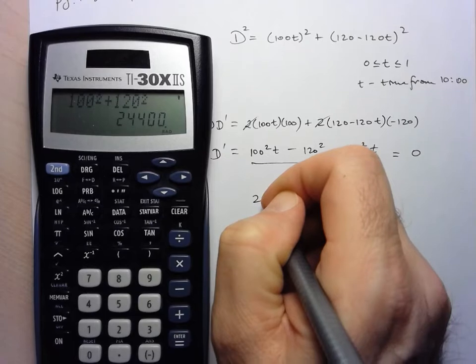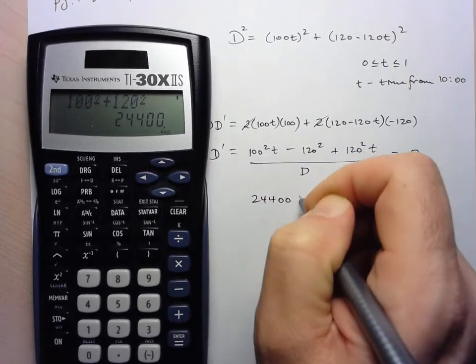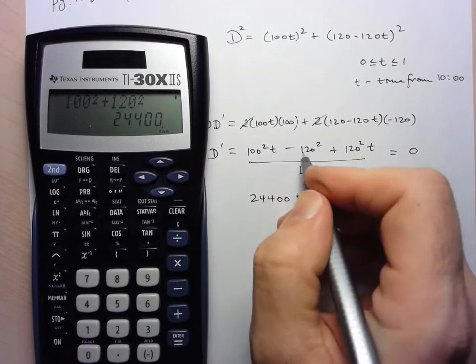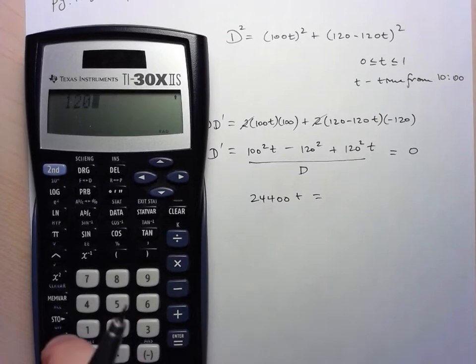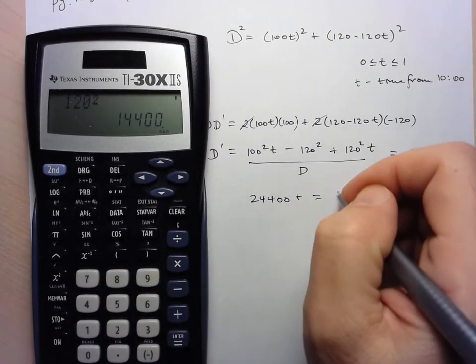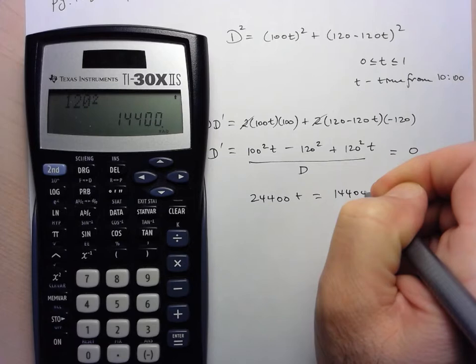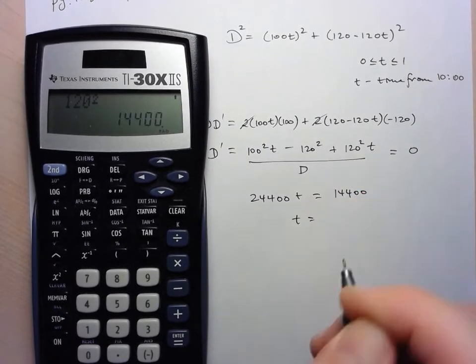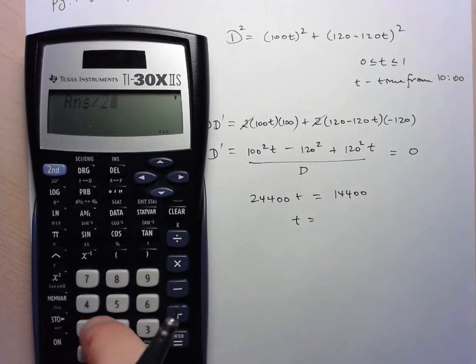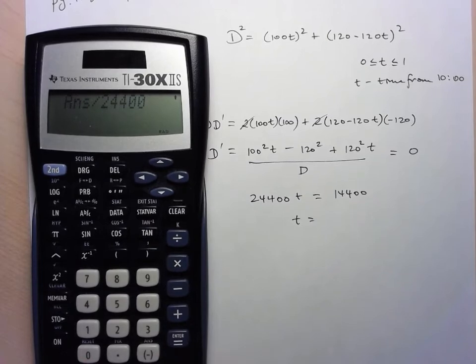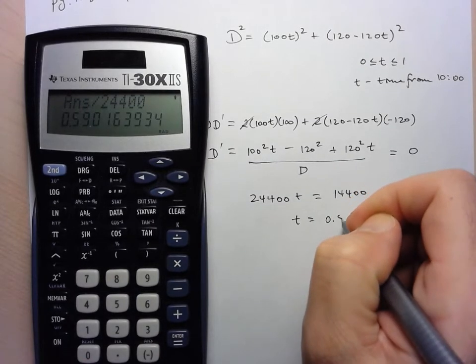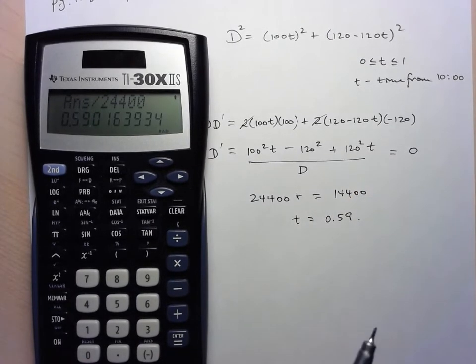So we got 24400 times t equals, and I'll bring that to the other side. So 120 squared is 14,400. So t is equal to 14,400 divided by 24,400. Okay, and that's 0.59.